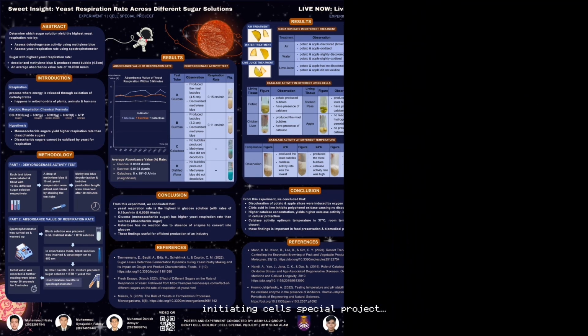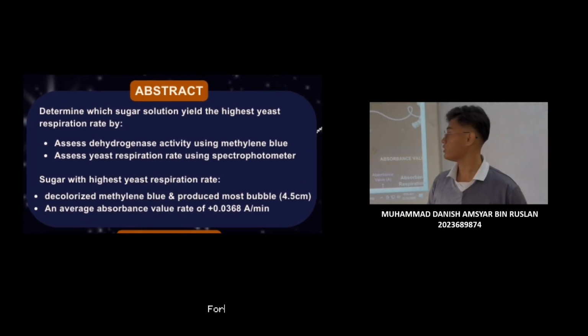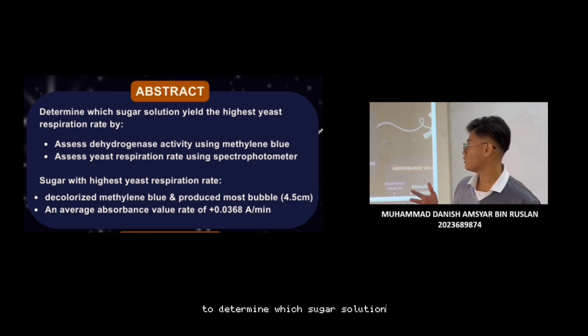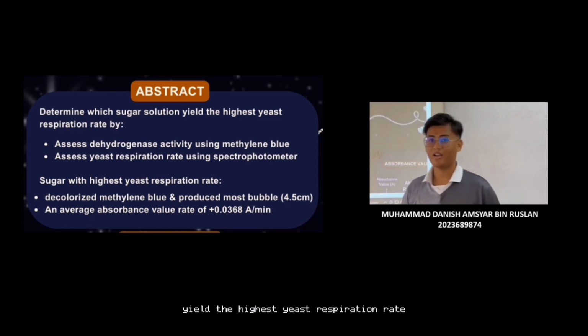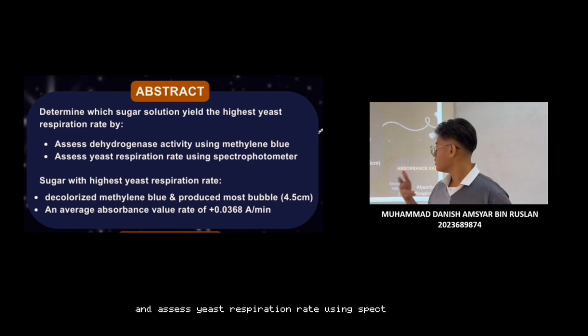Initiating Cell Special Project. Experiment 1. Sweet Insight: Yeast Respiration Rate across different sugar solutions. Yeast respiration rate across different sugar solutions means finding which sugar solution gives the highest respiration rate, by assessing the dehydrogenase using methylene blue and assessing yeast respiration rate using a spectrophotometer.